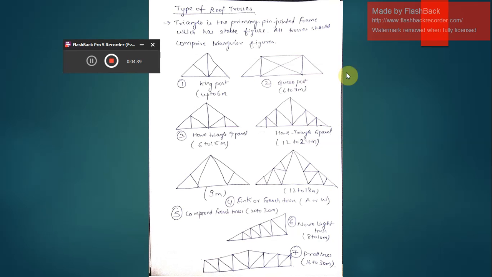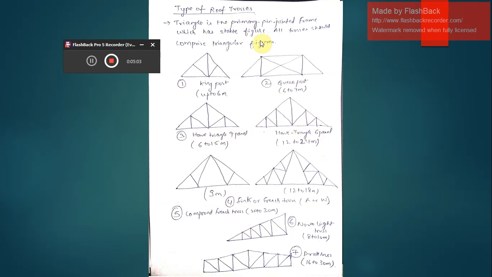If we have to use a truss for a larger span, that is 6 to 9 meter, then we have to go for a queen post truss, and for greater than 6 meter, from 15 meter and up to 24 meter, we have to use these Howe truss, either with 4 panels as you can see, or with 6 panels.